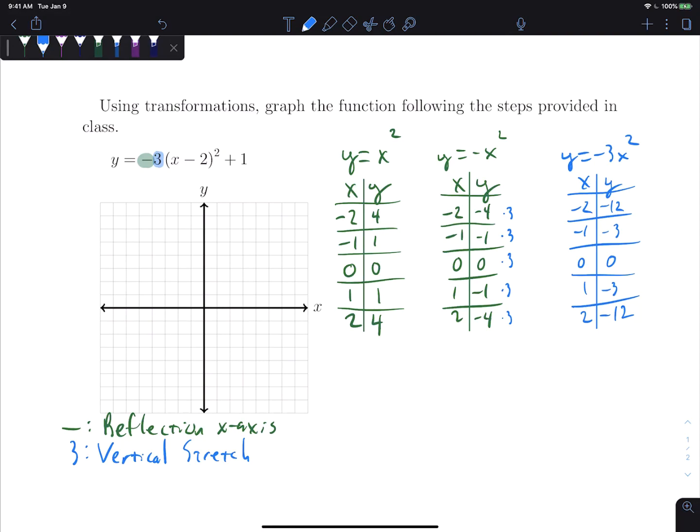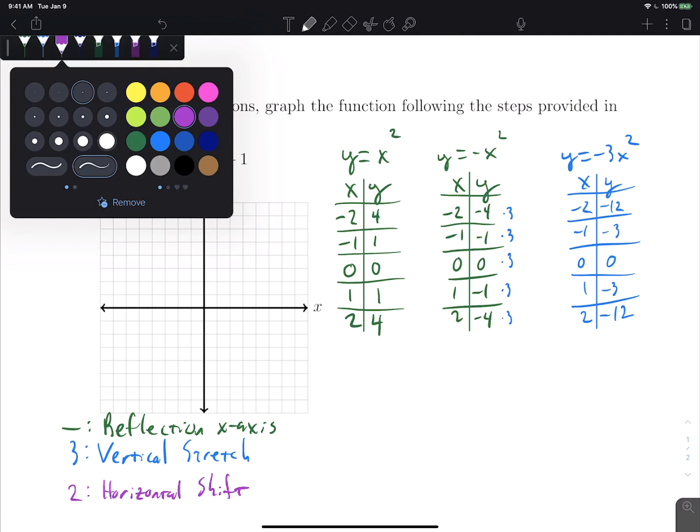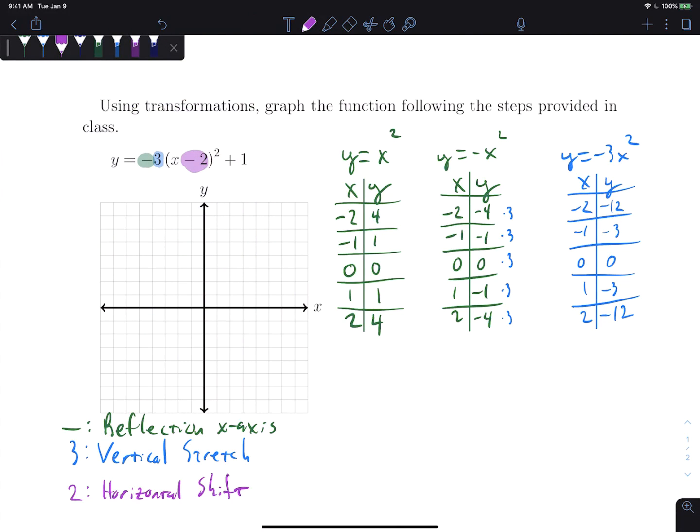Excellent. The next thing I see in here is a -2, but it's inside of the parentheses, so it's the opposite, so that's going to make that a +2 as a horizontal shift. Good. So since that's a horizontal shift, we have y equals -3 (x minus 2) squared.